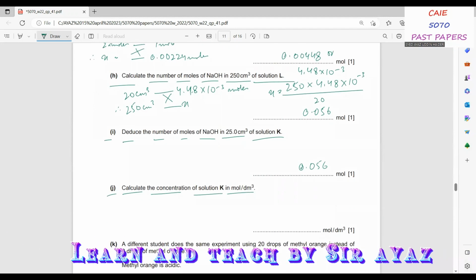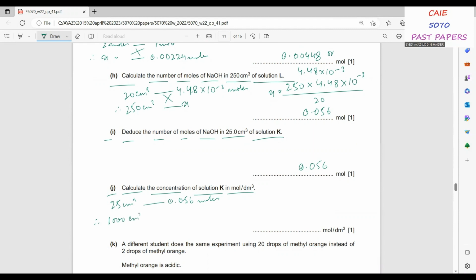Number J, calculate the concentration of solution K in mol per dm³. So this is in 25 cm³. We write 25 cm³ contains 0.056 moles. Therefore, 1000 cm³ contains X moles. So we'll write X is equal to 1000 multiplied by 0.056 divided by 25.